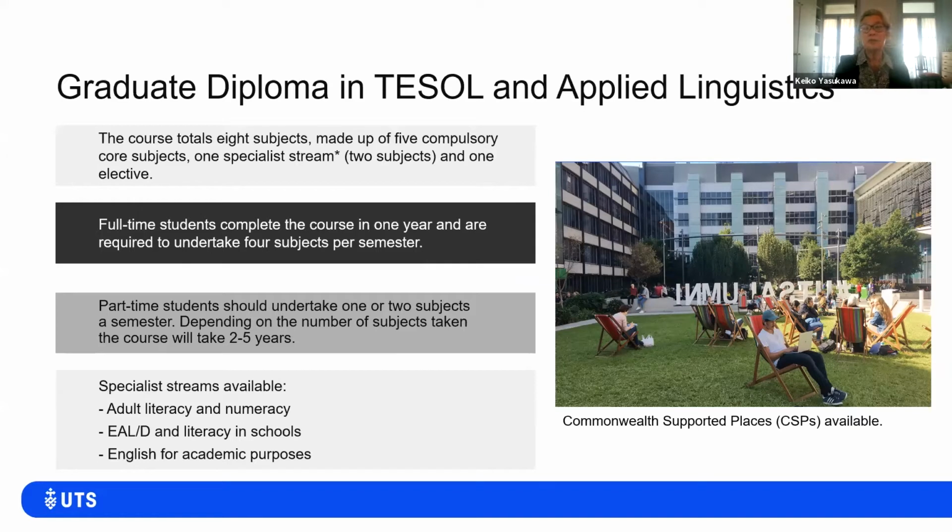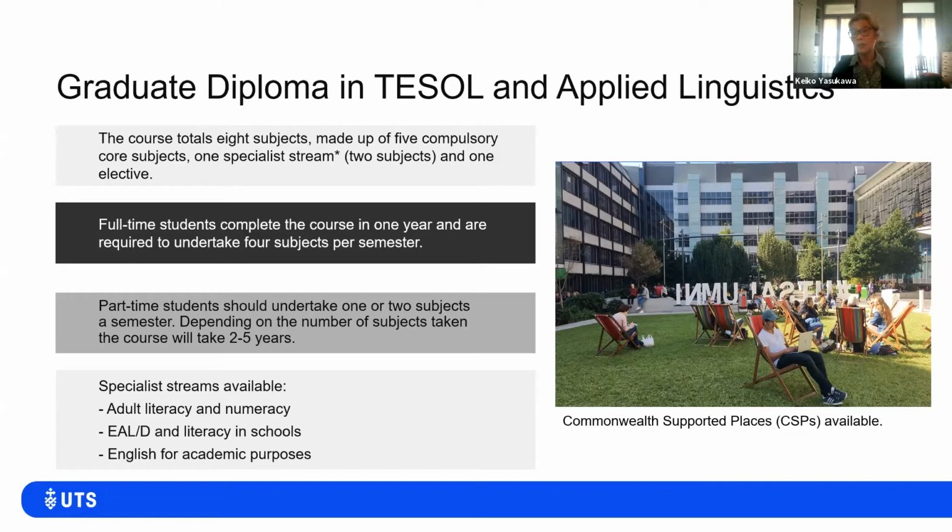But the graduate diploma consists of 8 subjects, and it's made up of 5 compulsory core subjects, 1 specialist stream, and 1 elective. Again, if you want to study full-time and complete in the minimum possible time, you would be studying 4 subjects each semester over 2 semesters. Part-time students would take longer, studying 1 or 2 subjects a semester.